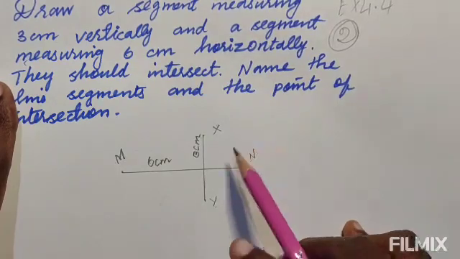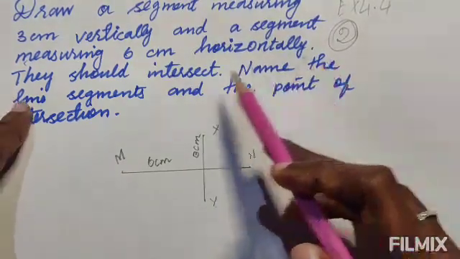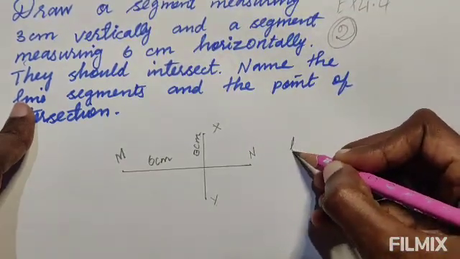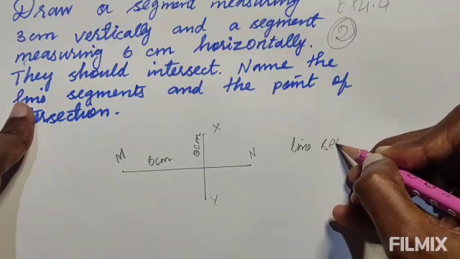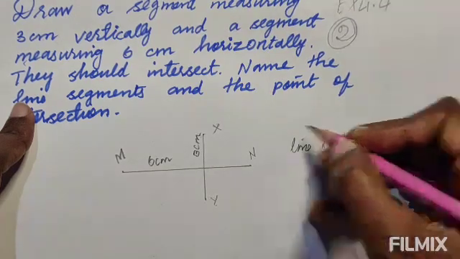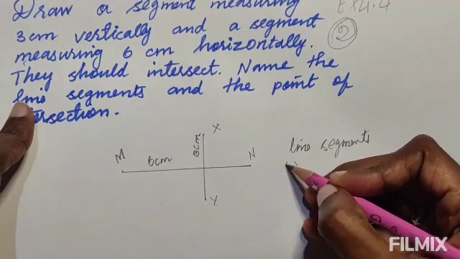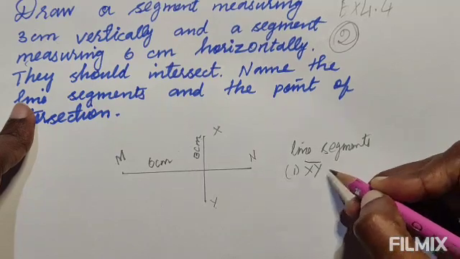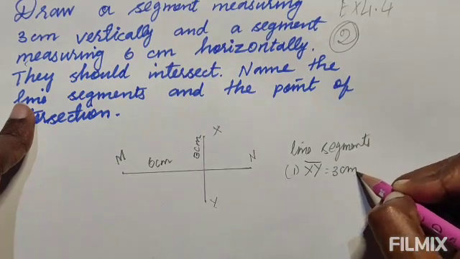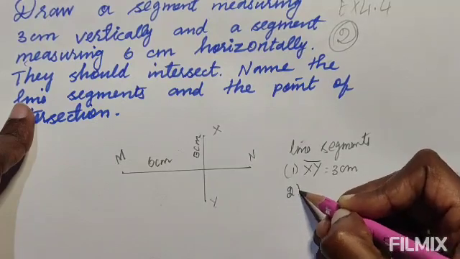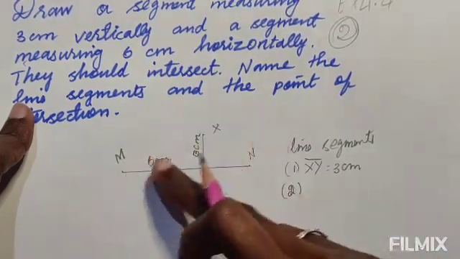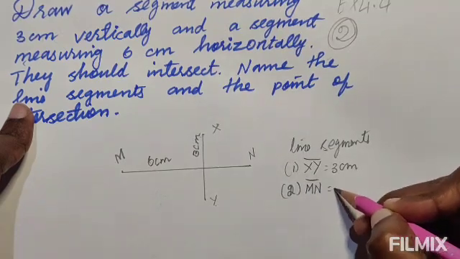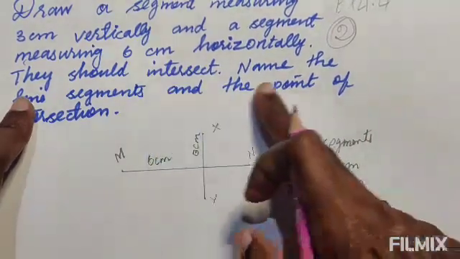Now after drawing, they are asking to name the line segments. So what are the line segments? Let's write the answer now. Line segments, you have to write the name. Already we have named them here, so let's write it here also. The first one, line segment XY, this is 3 centimeters. Again the second one, line segment MN, that is 6 centimeters. So we have named them.